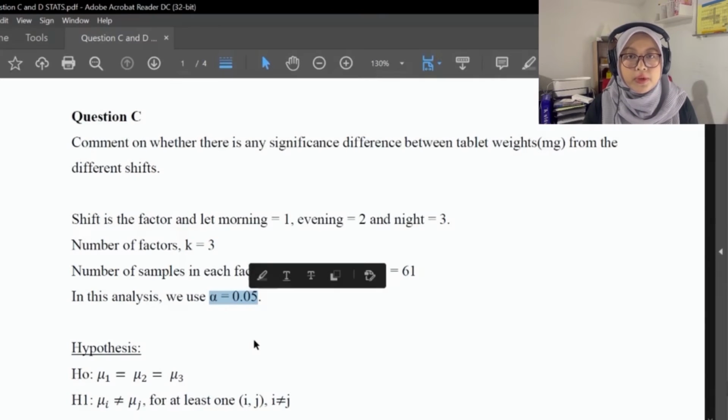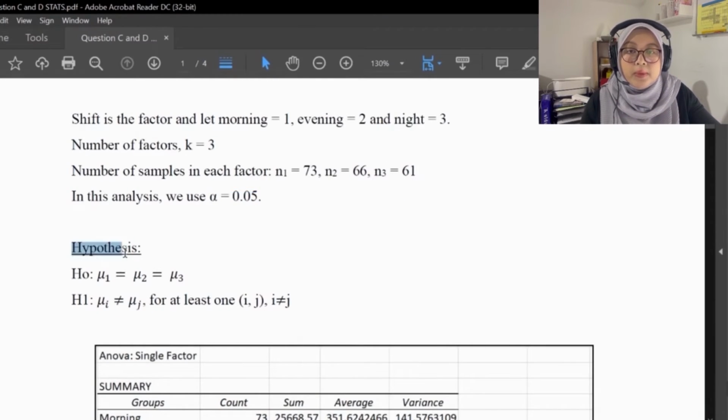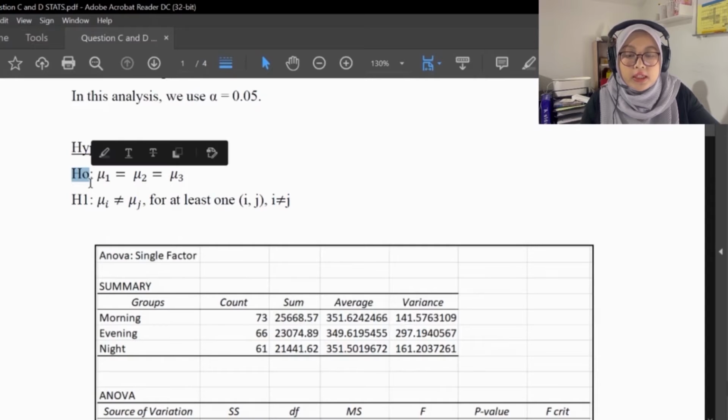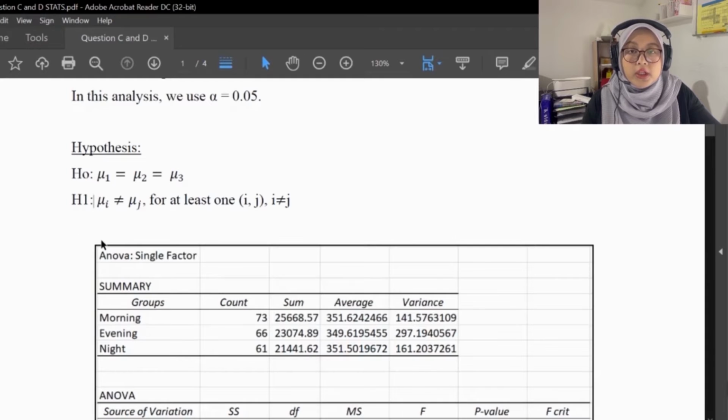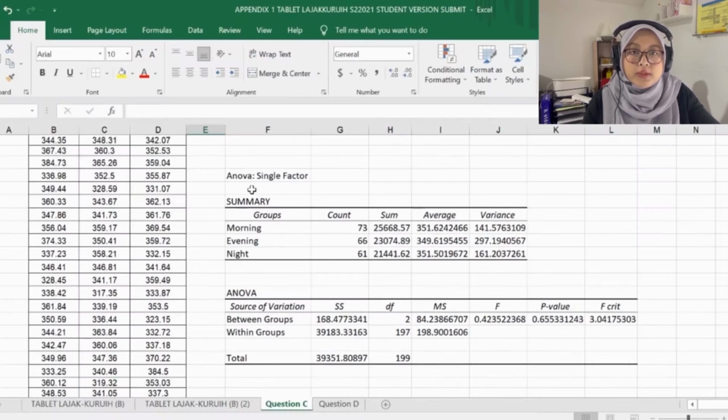In this analysis, we are going to use alpha equals 0.05. Since we are using the ANOVA method, the hypothesis H0 is mu1 equals mu2 equals mu3. H1 is mu i is not equal to mu j, for at least one pair of i and j. This is a table that we obtained from Excel.